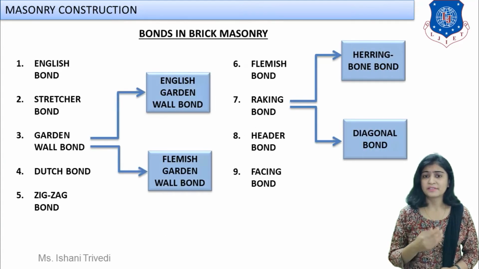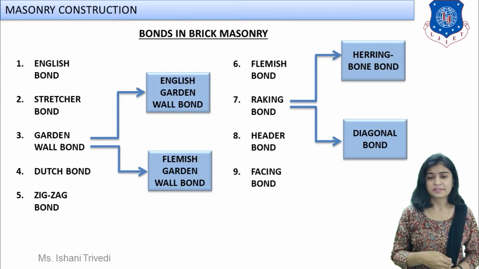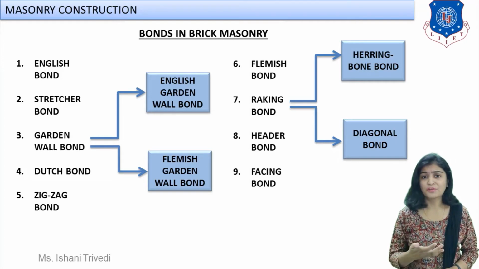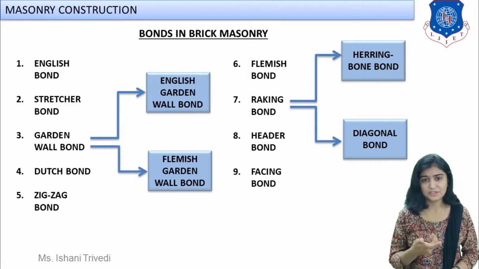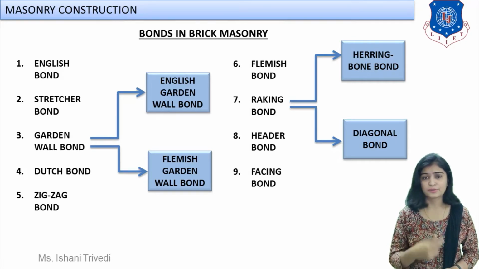So now let us discuss the different types of bonds which we are going to study in brick masonry construction. First, if I talk about the most simple type of bond which you can construct, then I will say header bond and stretcher bond, right? It is pretty obvious that if the stretcher faces are visible in the facing, then it is a stretcher course, and if the header faces are visible, then it is a header course, right?